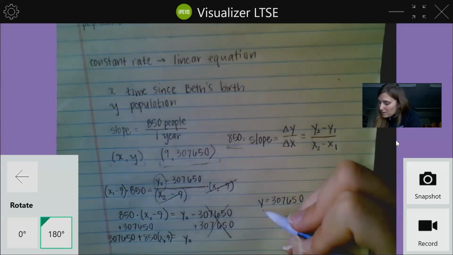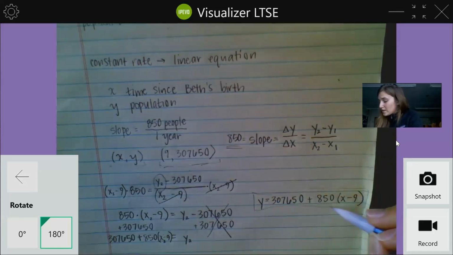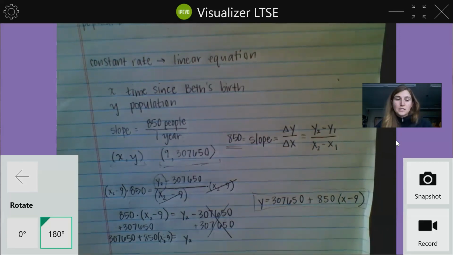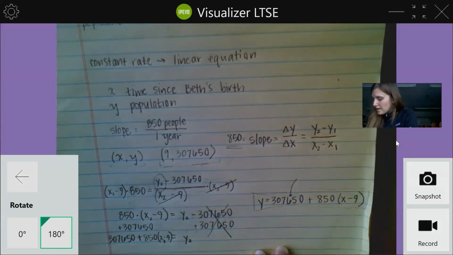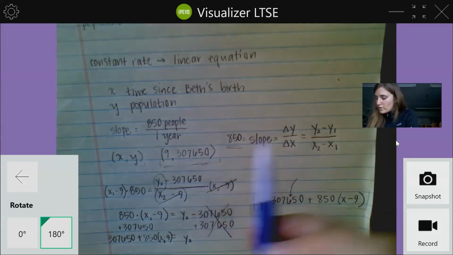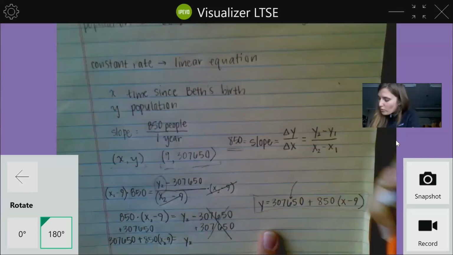So this is now a linear equation that I could put into my graphing calculator or into Desmos, and I could plot it on a coordinate plane, and it would show me the population in Beth's town over time. I want you to notice that right here is the x coordinate of our one known point. So that's our x, or our y coordinate, I'm sorry. That's the y coordinate.